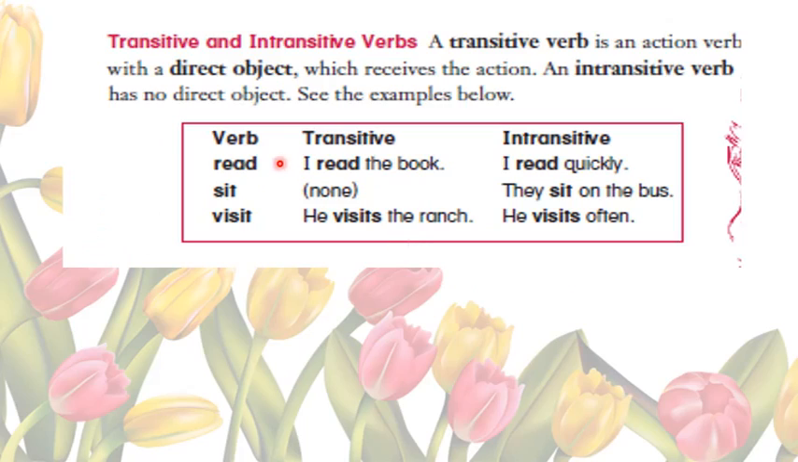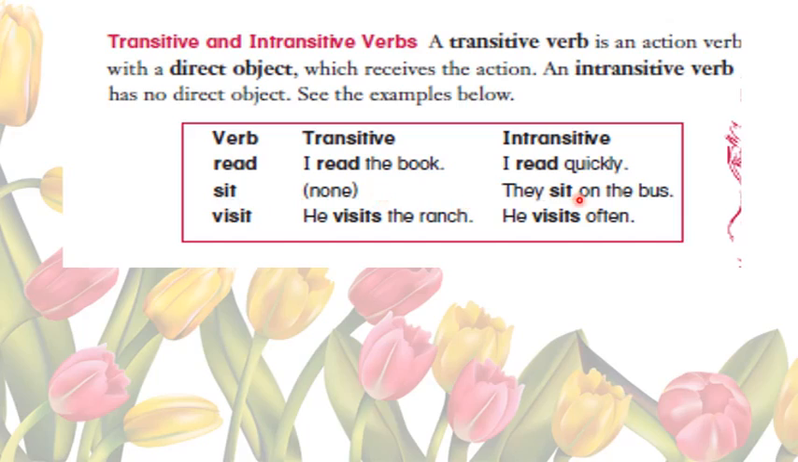All right, students. Let me give you some examples to clear the idea of transitive and intransitive verbs. A transitive verb is an action verb with a direct object which receives the action. An intransitive verb has no direct object. Now let's check the example. Verb, read. Let's use it in a transitive example. I read the book. Read what? The book. The book is a direct object for read, so read is a transitive verb. Let's use read as an intransitive verb. I read quickly. Over here, what is being read? We don't know. So there is no object of read. So we say read is an intransitive verb.